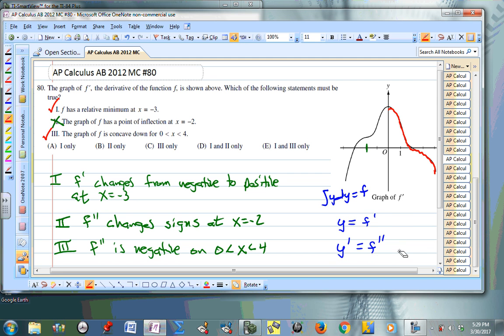Statement 3 is true. So it looks like statement 1 and statement 3 are true. This matches option letter E.